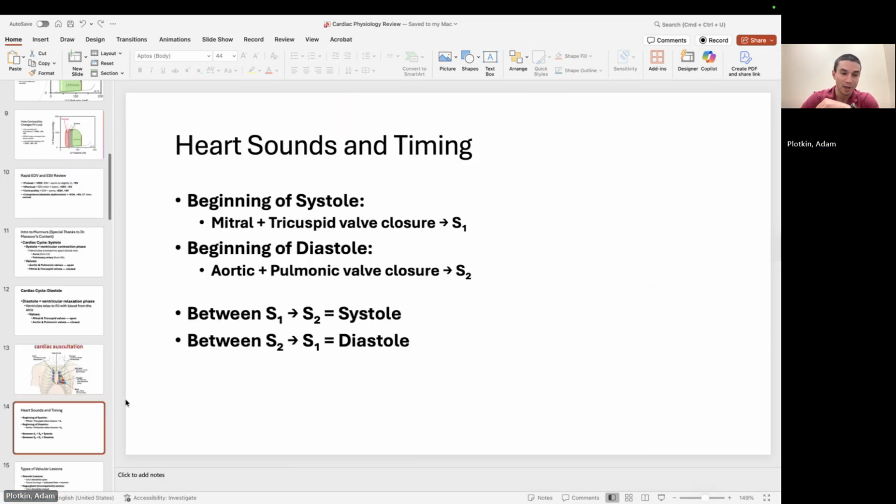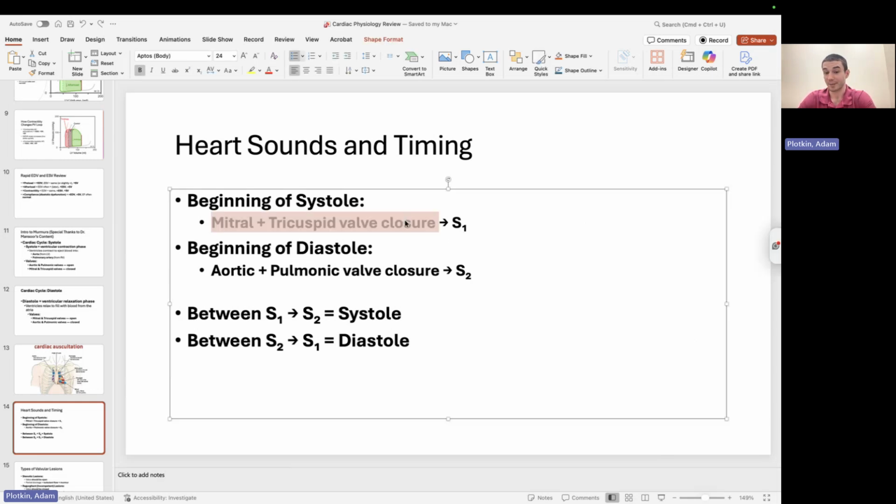All right, heart sounds and timing. Again, we've already talked about this, but just to reiterate, mitral and tricuspid valve closure is my S1. Aortic and pulmonic valve closure is my S2. Between S1 and S2 is systole. Between S2 and S1 is diastole.